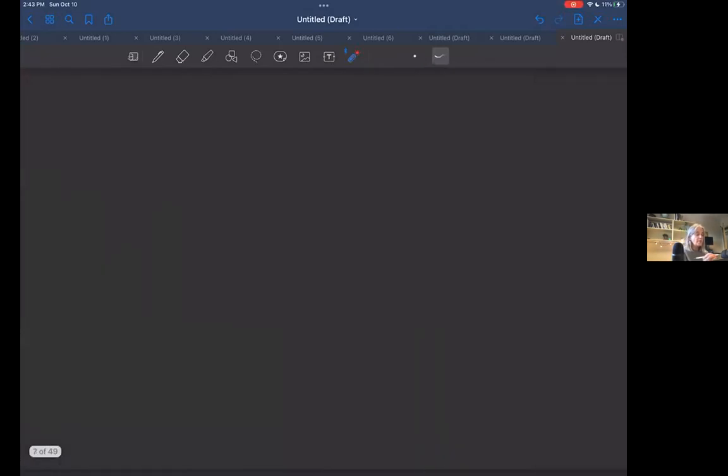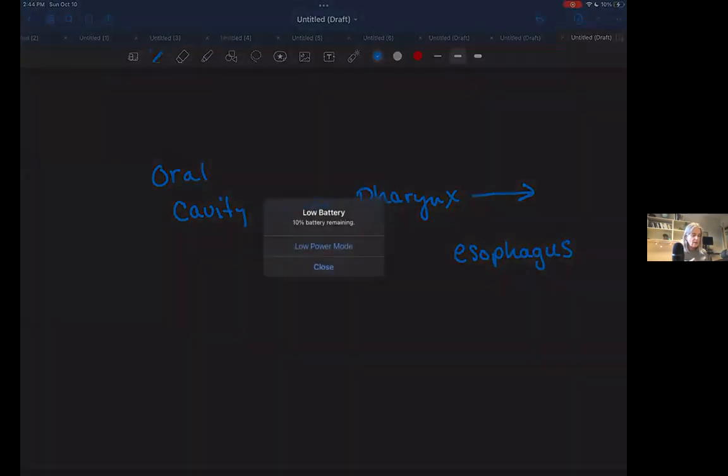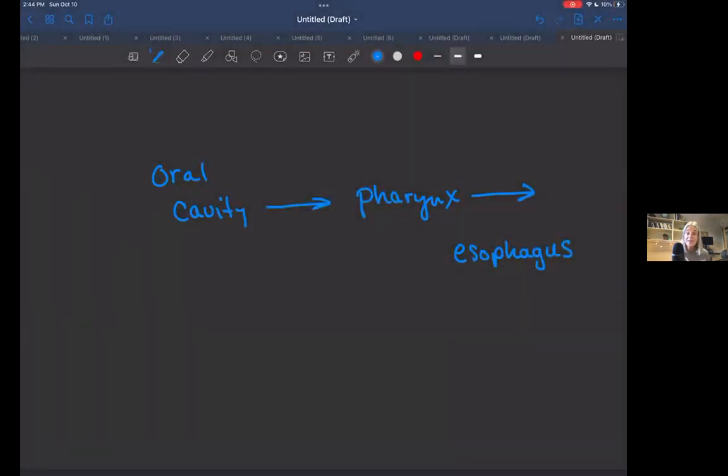So from the oral cavity, food bolus is transferred to the pharynx, which is the common opening of the respiratory and digestive system. And then it goes to the esophagus. So the esophagus, like the oral cavity and the pharynx, is actually lined with stratified epithelial tissue.